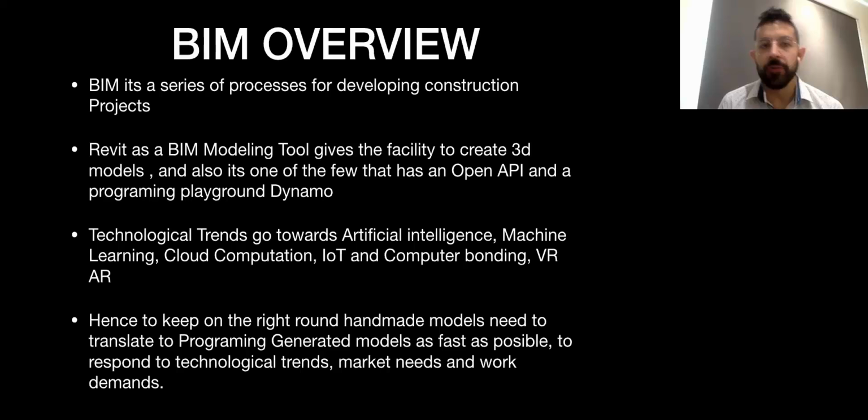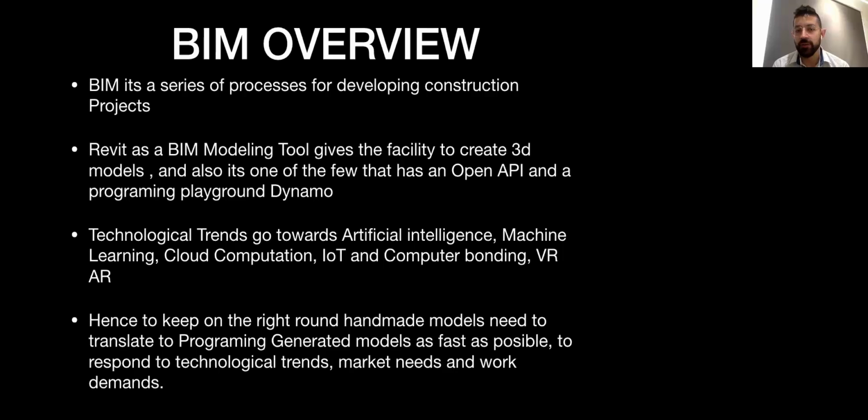So just a general overview for everybody: BIM is a series of processes of developing construction projects. Revit, as a BIM modeling tool, gives the facility to create 3D models, but is also one of the only ones that has an open API. An API means that it lets you make the software work the way you need it, so you can modify it and change it. And because that was difficult at the early beginning, Dynamo became part of it.